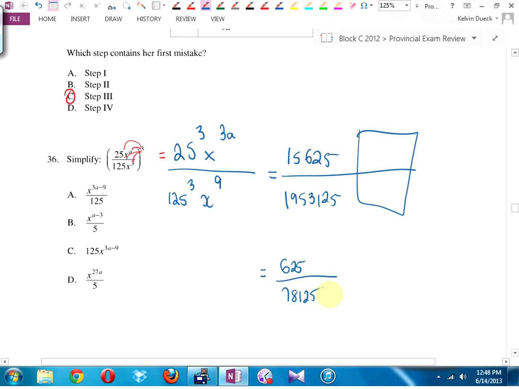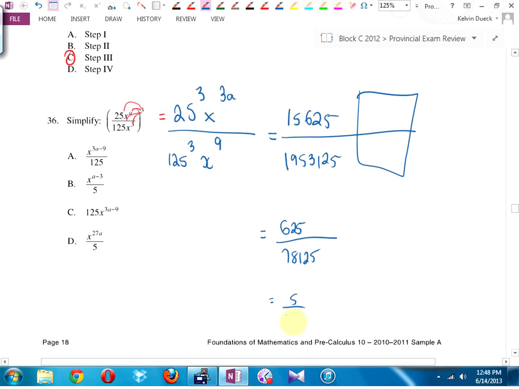You know what? 25 still works. I can tell because it ends in a 25, right? So divide by 25, divide by 25. What do you get on the top? 5 over. What do you get on the bottom? 3,125. 5 works.